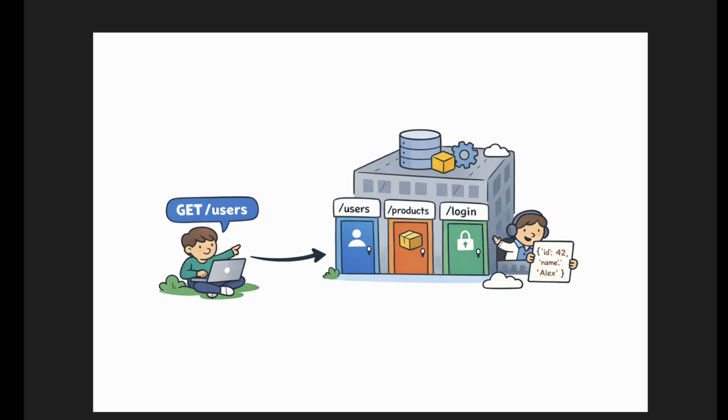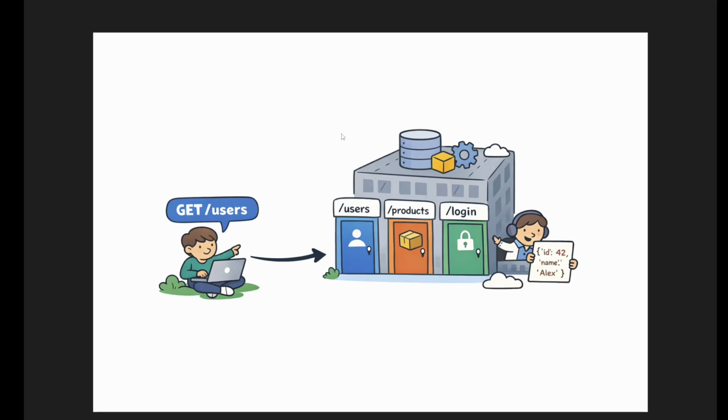In this lesson we are going to talk about what is an API endpoint. So let's look at this picture together. On the left side you see a person using a laptop. This person represents the client. A client can be a website or a mobile application. Above the laptop you see a speech bubble that says get users. This means the client is asking for user data. Very important, the client is not asking the whole server. It is asking for something specific.